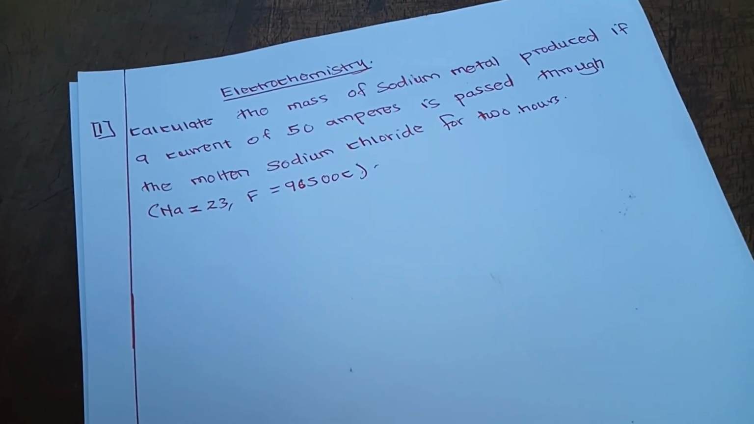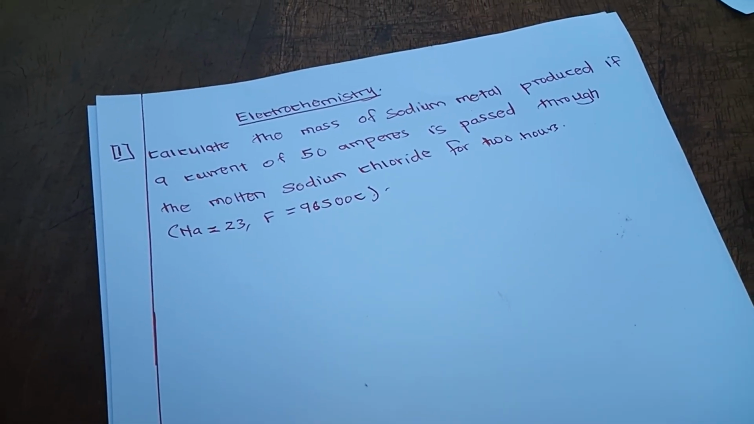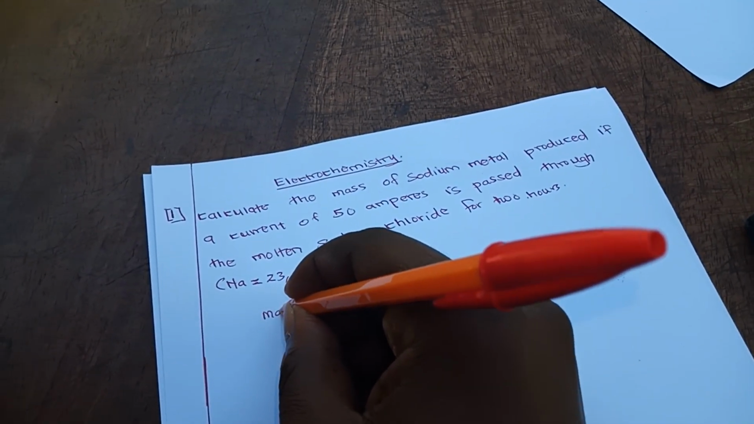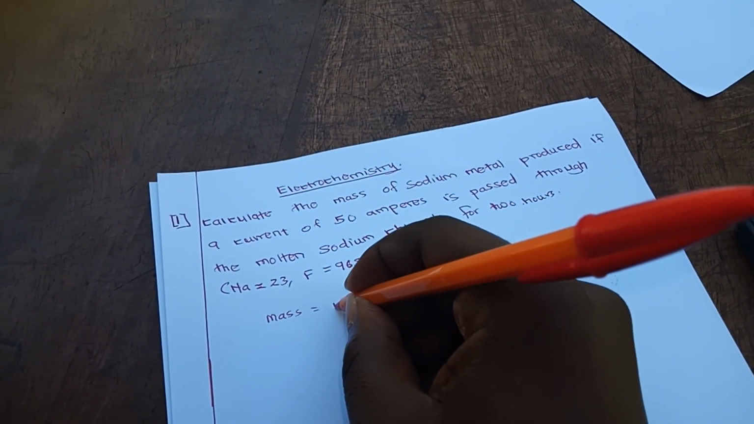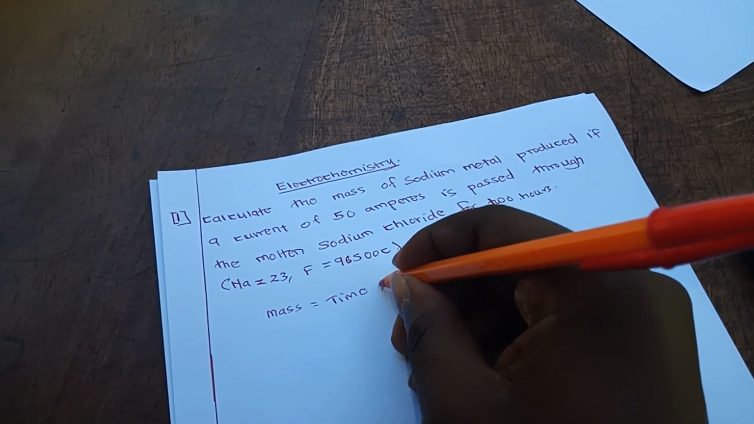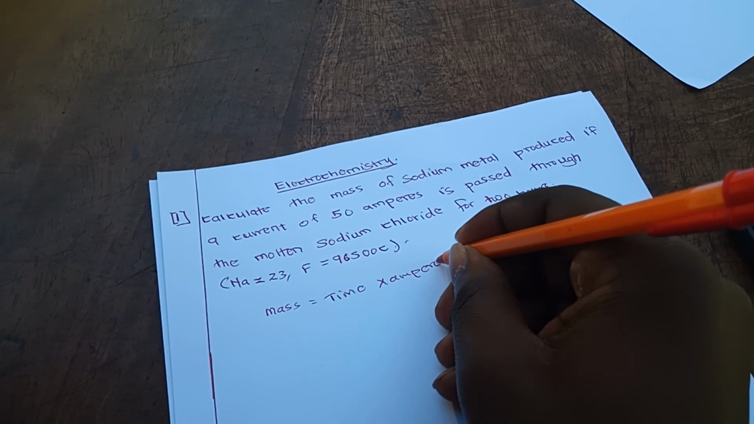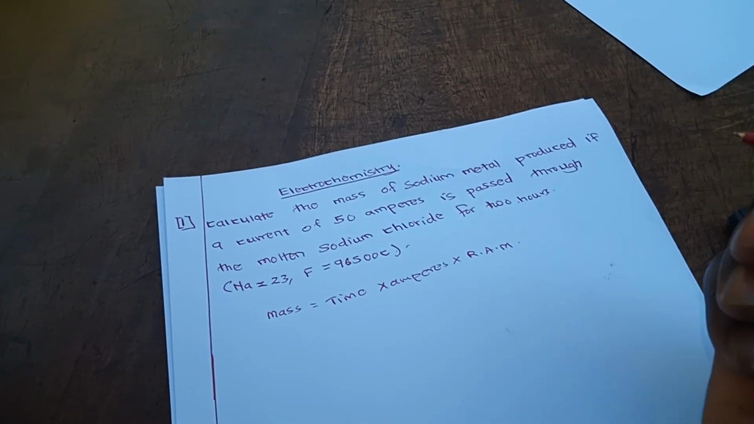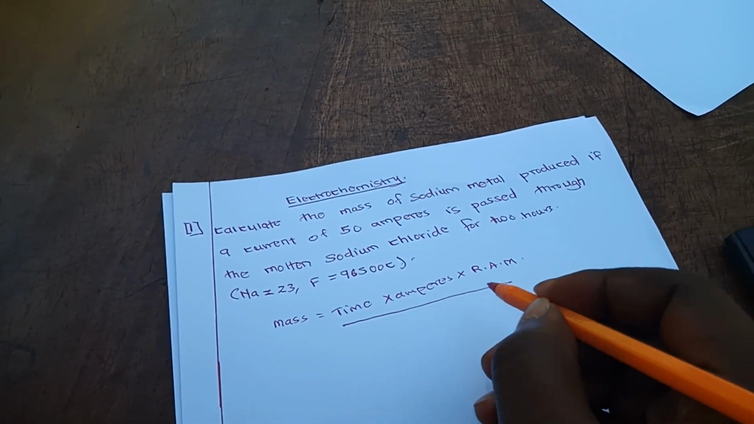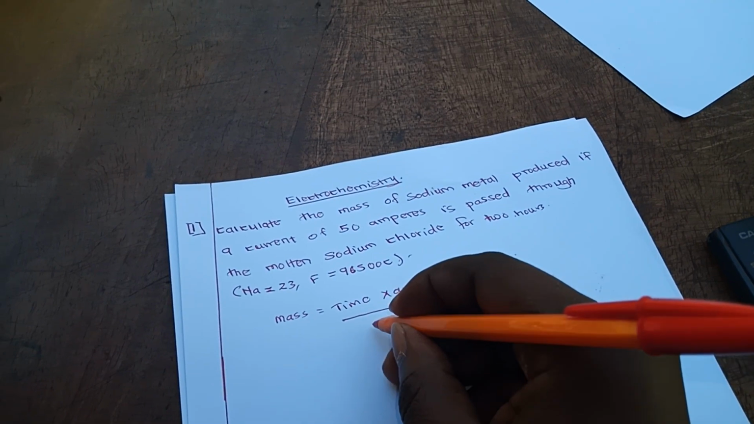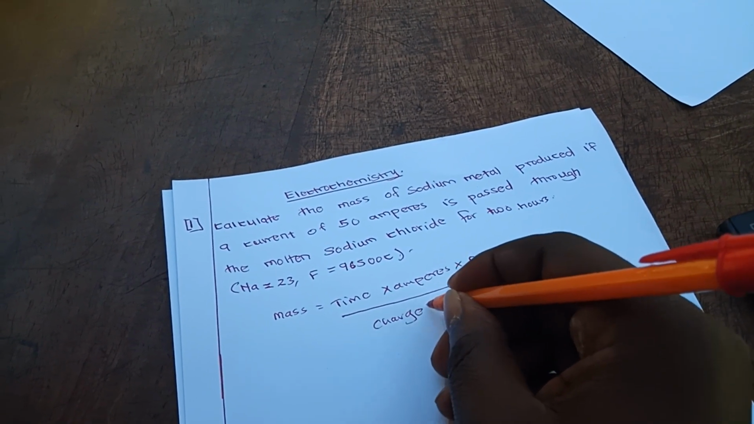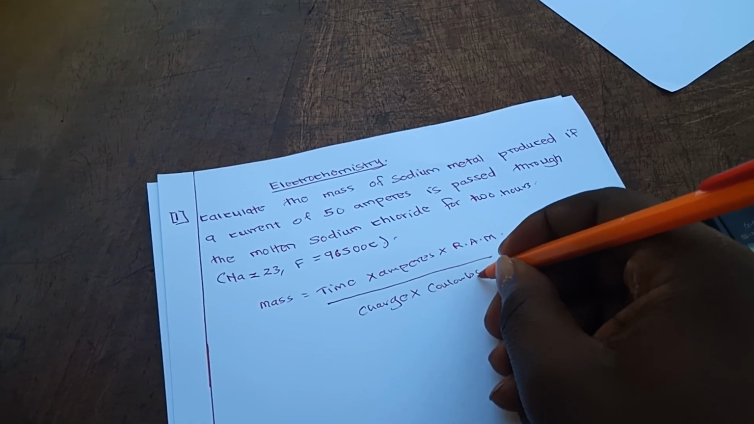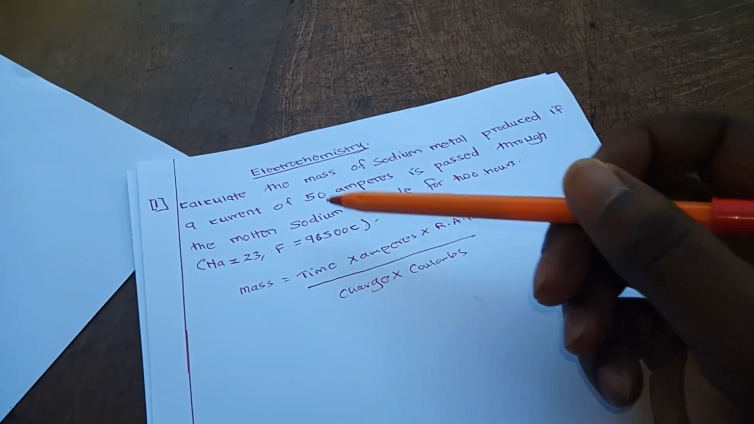When you are given such kind of a question, it's a very easy question. We are going to use this formula. Mass is equal to time times the amperes given times the R.A.M, which is the relative atomic mass. Then the whole of it, we are dividing with the charge of the element times the coulombs which are in the question, these coulombs here.